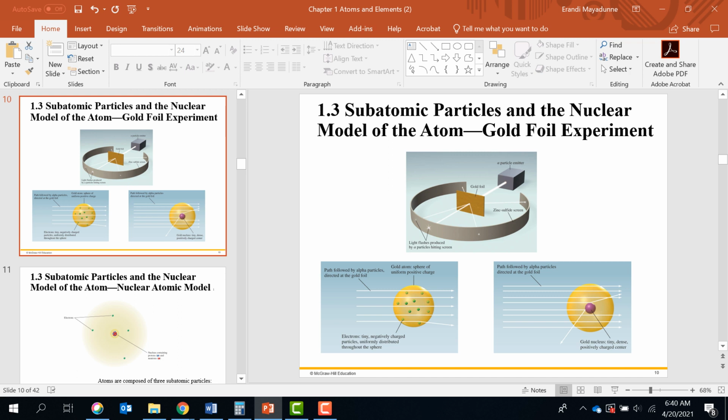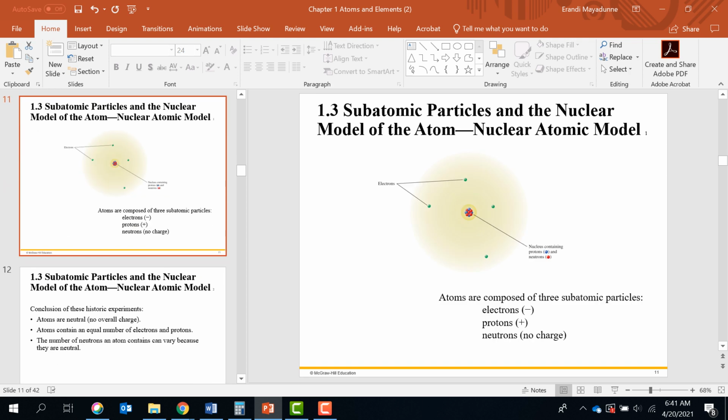And then he came up with this model for the atom. So we say, okay, this is the nucleus. The nucleus condenses the mass, so that's what reflects. This is the structure of the atom. This is the nucleus. The nucleus contains protons and neutrons, and electrons are around the nucleus.